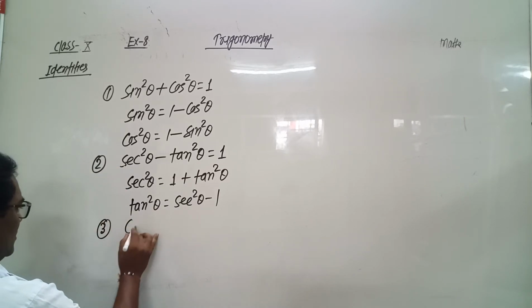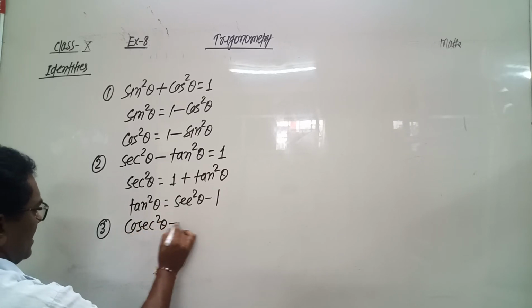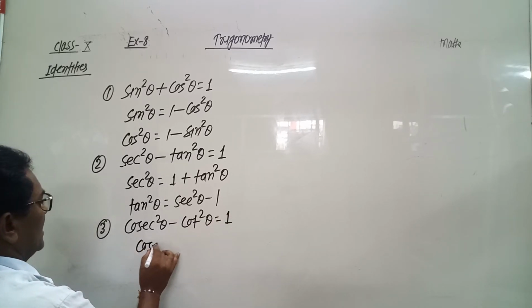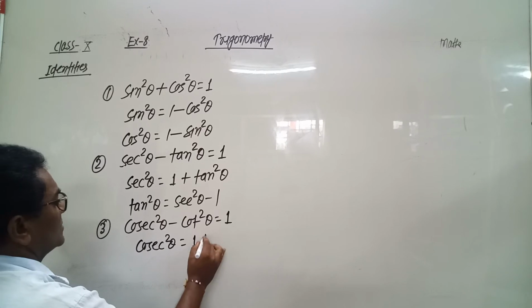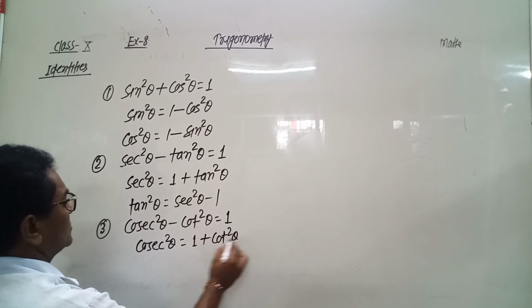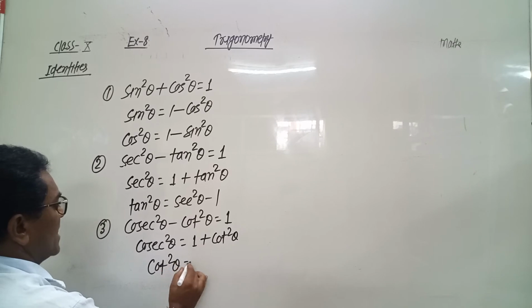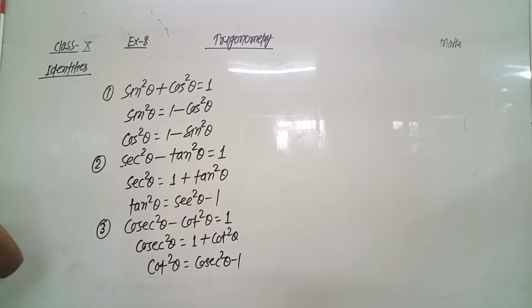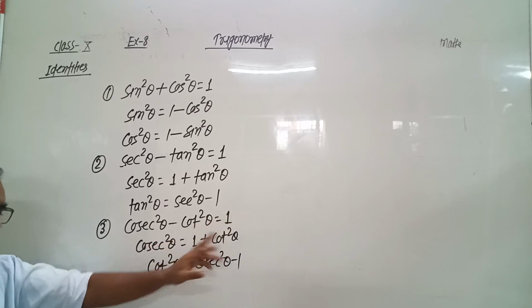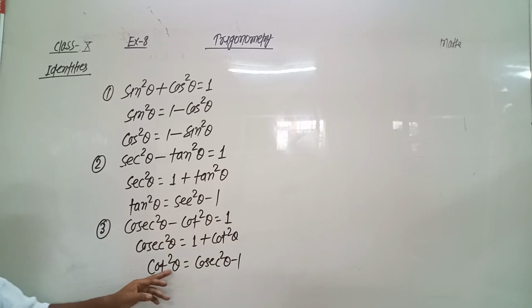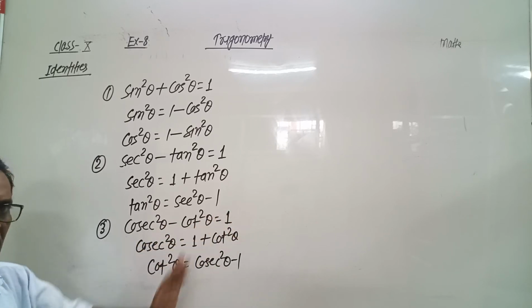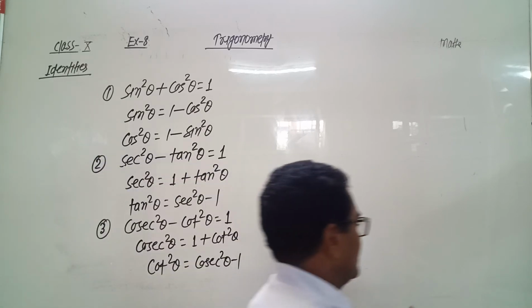Then third is cosec square theta minus cot square theta equals to 1. And cosec square theta equals to 1 plus cot square theta. And cot square theta equals to cosec square theta minus 1. Cosec square minus cot square equals to 1. When minus cot square theta goes on the right side, it becomes plus. And this minus 1 goes on the left side, it becomes minus, and it goes on the right side, it becomes cot square theta.